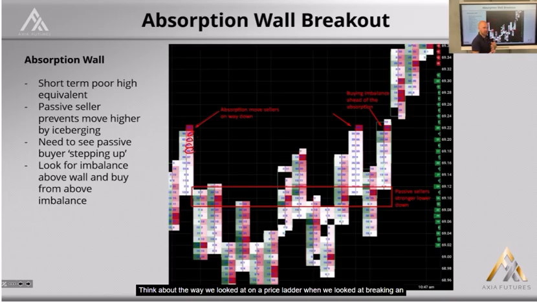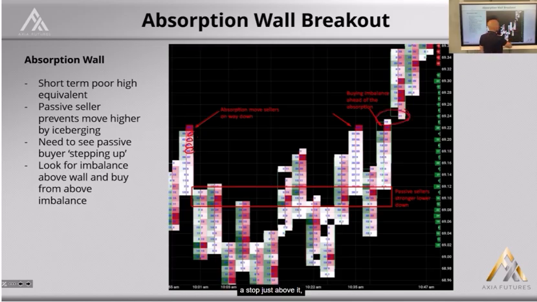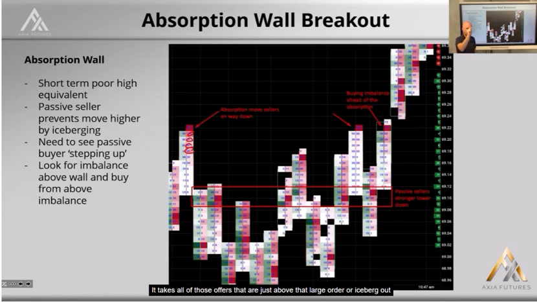Think about the way we looked at that on a price ladder when we looked at breaking an iceberg, where the market gets sort of jammed towards it. It doesn't roll away. That's then the time we can say, yes, this one is going to go. I can get in just below the iceberg, with a stop just above it, or a willingness to then buy as soon as it breaks. You can then add on to this trade with a very likely imbalance, which is what you get there. Zeros here, 10 trades, 11, 24. There's virtually nothing trades. It takes all of those offers that are just above that large order or iceberg out, and the market then accelerates higher.